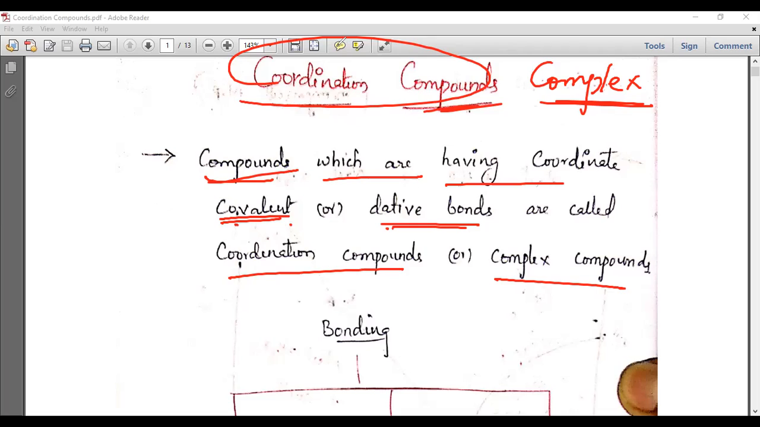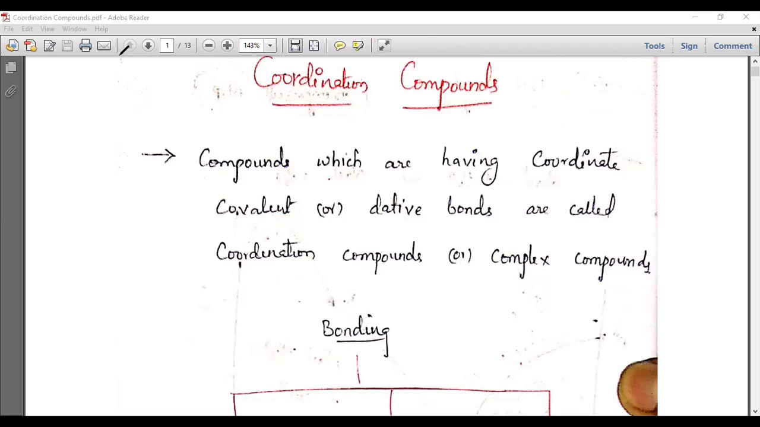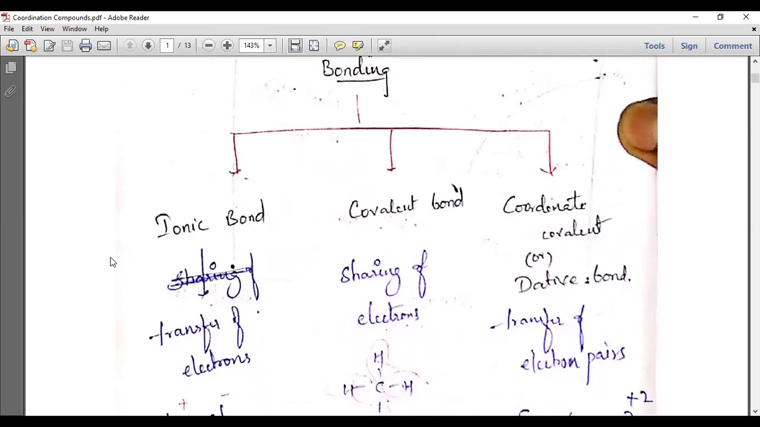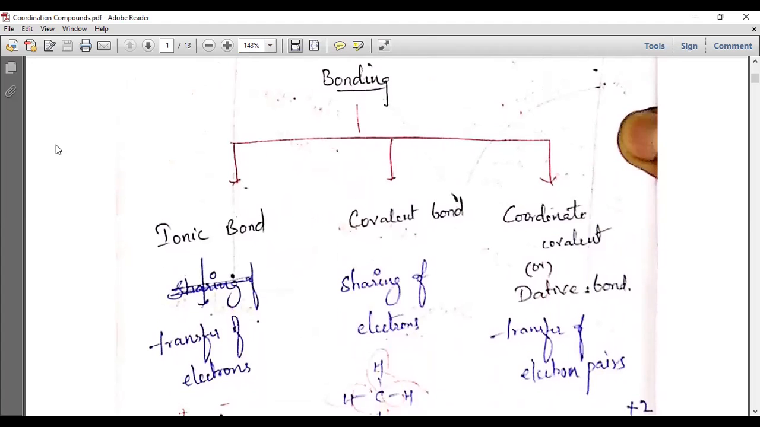So let us first see what the types of bonding are. How many types of bonds are there? Generally, there is the ionic bond, the covalent bond, and the coordinate covalent bond, which is also called the dative bond. So what is called an ionic bond?